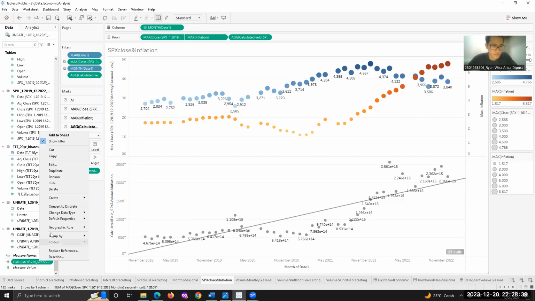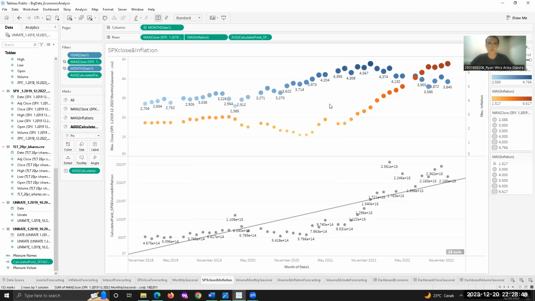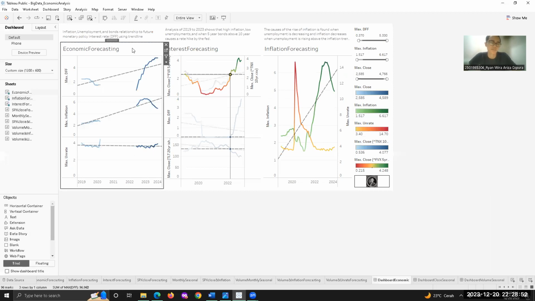We also have this. It's pretty simple. Just multiplying a bunch of stuff: the closing price, volume, and inflation. Okay, let's get back to our economics dashboard. Let me explain a few things.